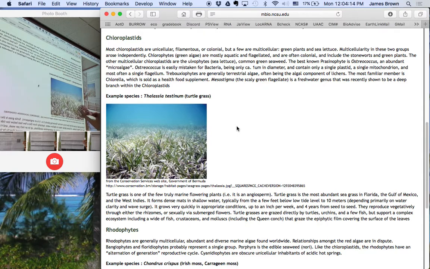This is turtle grass. This is a familiar plant. It's an interesting species. As far as I know, the only flowering plant that lives underwater. There are actually flowers in the water.